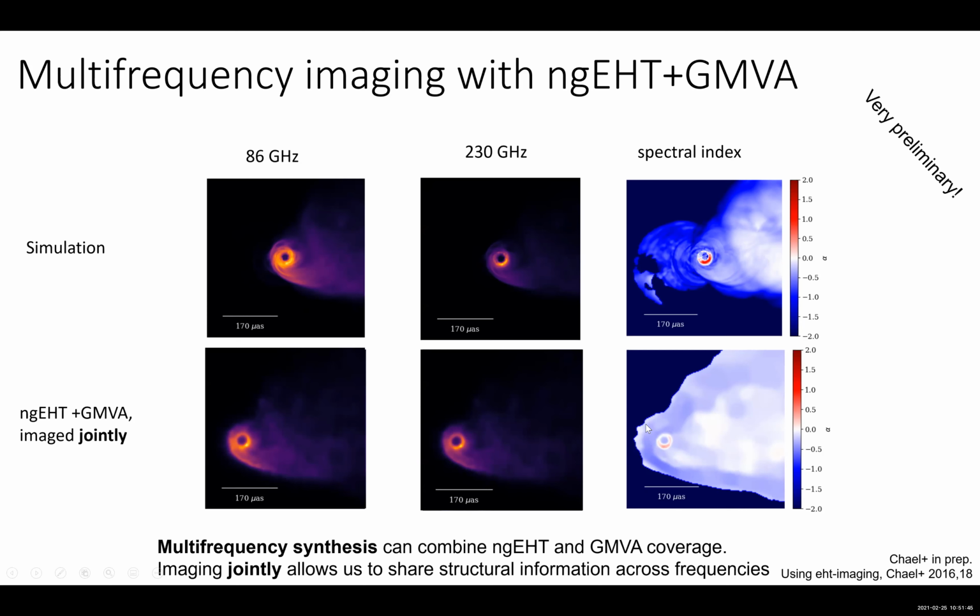So imaging jointly, developing these new imaging algorithms and testing them on these simulations that span a large degree of frequency space is one thing that we can start to use to understand what sort of features the ngEHT might pull out of M87.